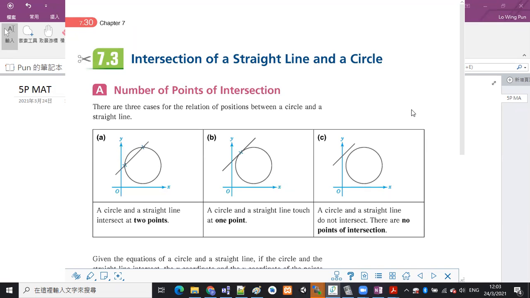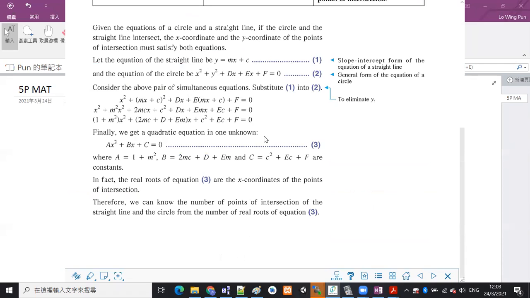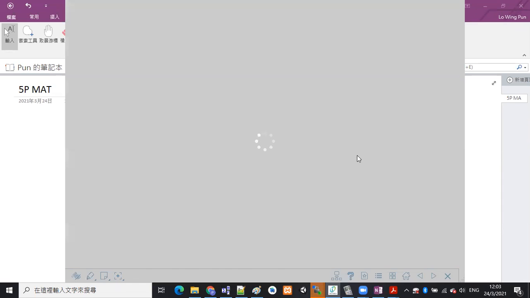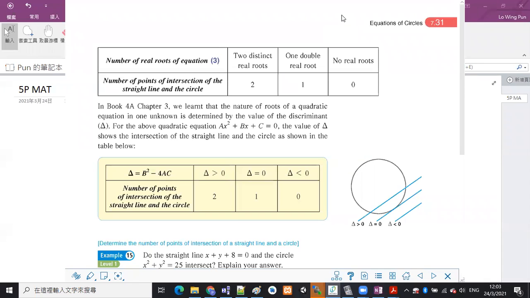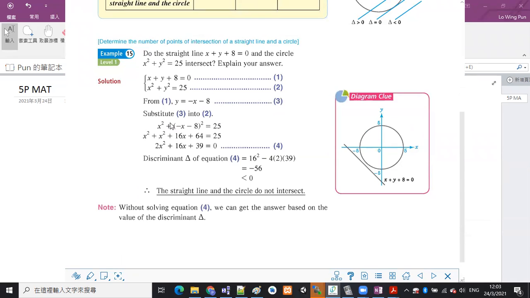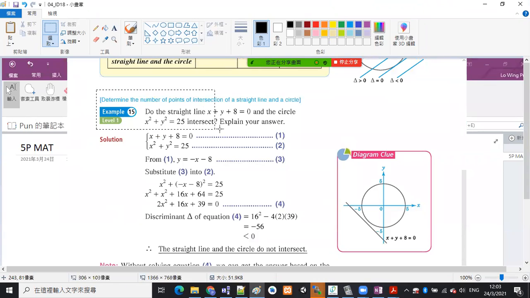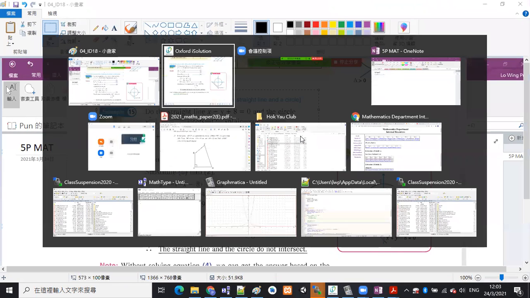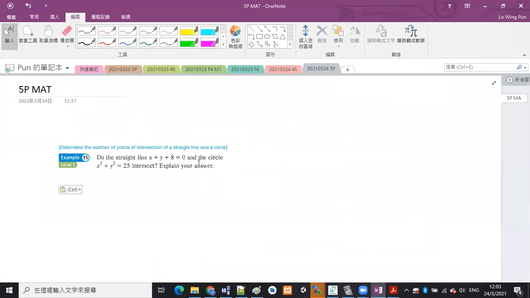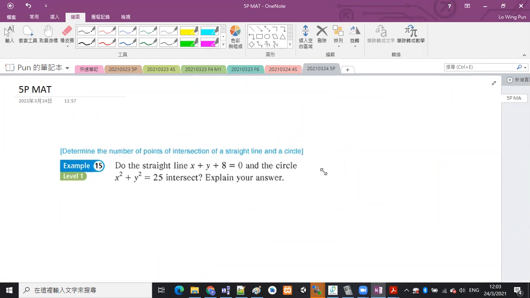So let us do one example here. You don't need to read this large passage. Let's go to the next page. Example 15. Do the straight line and the circle intersect? Explain your answer.